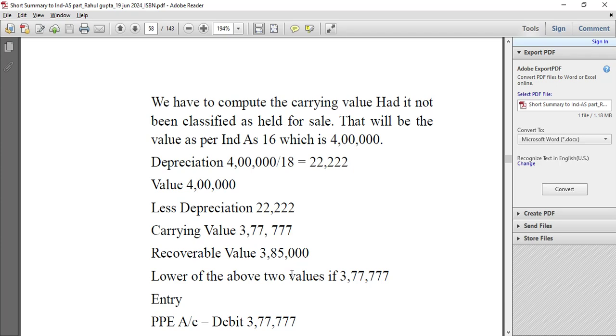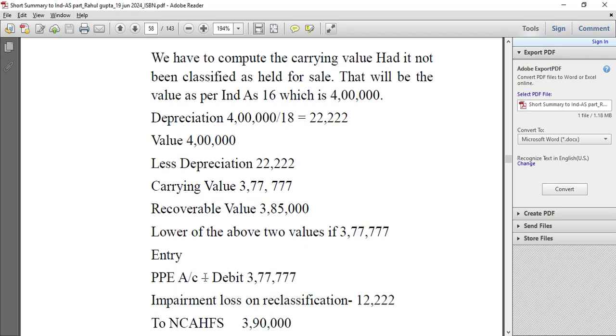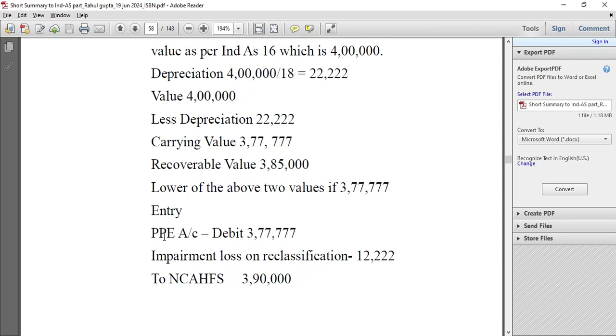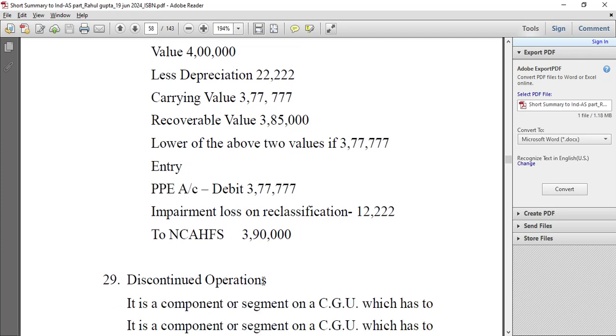Lower of the above two values, 3,77,777 or 385,000. 3,77,777 would be the value. PPE account debit 3,77,777. Impairment loss on reclassification 12,222 to NCHFS 3,90,000.